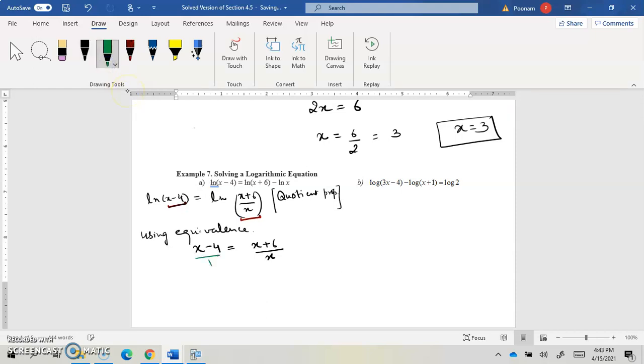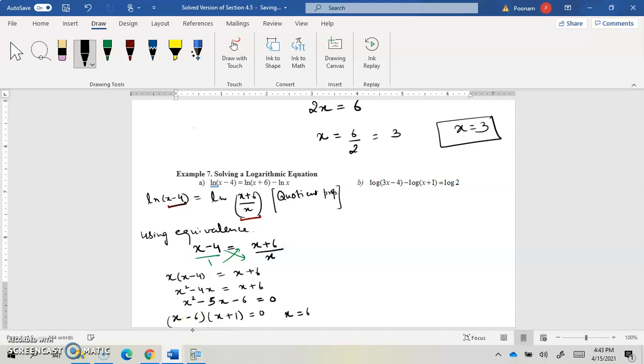We can use cross multiplication. We would have x times x minus 4 is equal to x plus 6. x squared minus 4x is equal to x plus 6. That would look like a quadratic equation. x squared minus 5x minus 6 is equal to 0. x minus 6 times x plus 1 equals 0. I factored the quadratic equation. So x is either 6 or negative 1. So we have our two solutions.